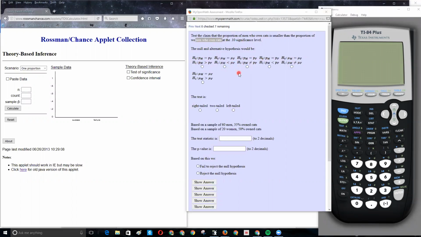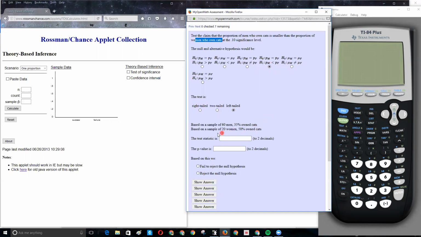And the way I'm reading this, I think the claim would be H1. So this says the proportion of men is greater than the proportion of women. So that's not what it's trying to say. And then this is the proportion of men is less than the proportion of women, and H0 is equal to, so that is going to be the right answer. So since we're dealing with a less than, this is going to be a left-tailed test.